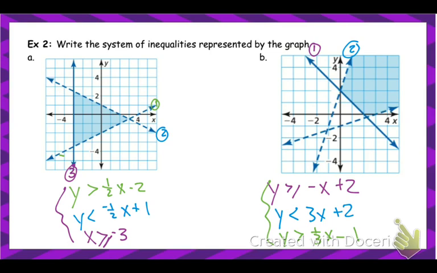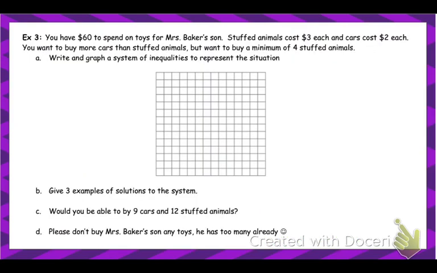All right, so now we're going to go on and look at some applications, which is really kind of the big important part of this section. So we've got $60 to spend on toys. The stuffed animals cost $3. The cars cost $2. We want to buy more cars than stuffed animals, and you want to buy a minimum of 4 stuffed animals.